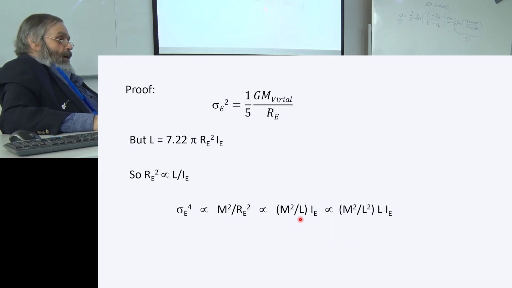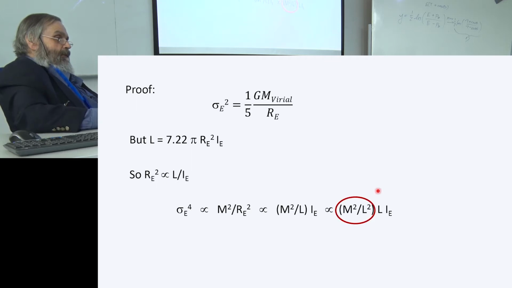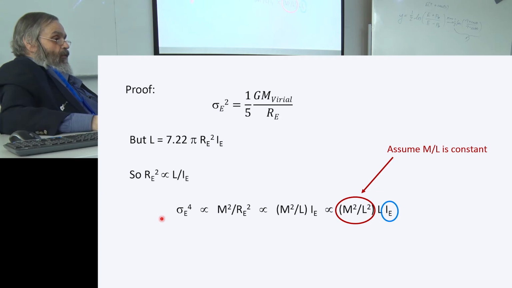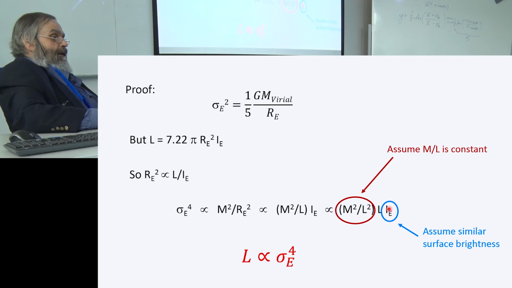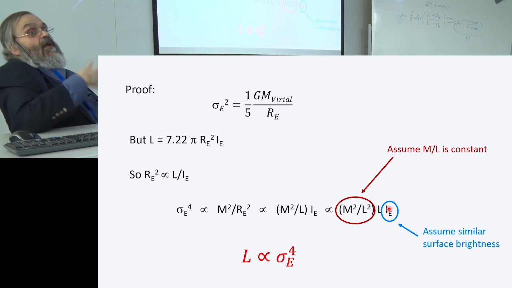Putting in L over IE for Re squared, it's M squared on L times IE. If I multiply by L and divide by L, that's M squared on L squared times L IE. M squared on L squared is just the mass-to-light ratio squared, and we've assumed the mass-to-light ratio is constant, so sigma to the 4th is proportional to L times IE. If we assume the surface brightnesses are all similar, then sigma to the 4th is proportional to L, and that's exactly the Faber-Jackson relation. So it's in direct analogy with the Tully-Fisher law, and the same physics is involved.